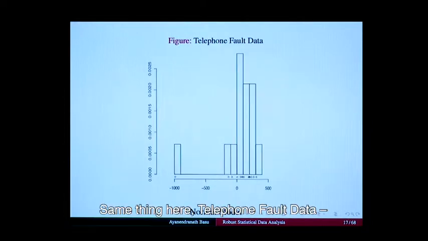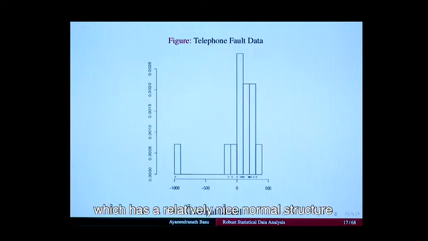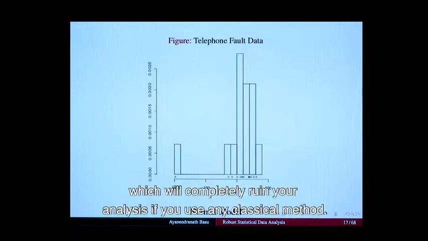Same thing here, telephone fault data, another famous data set, which has a relatively nice normal structure on the right hand side of the graph, but one very big outlier sitting on extreme left, which will completely ruin your analysis if you use any classical method.